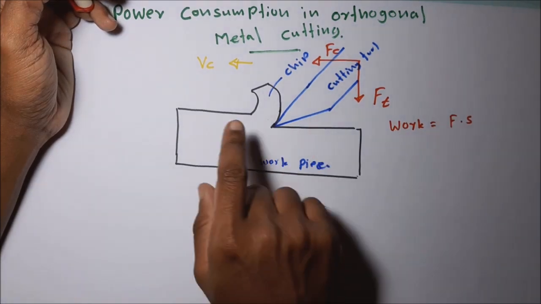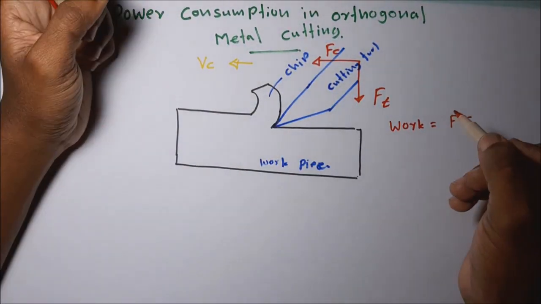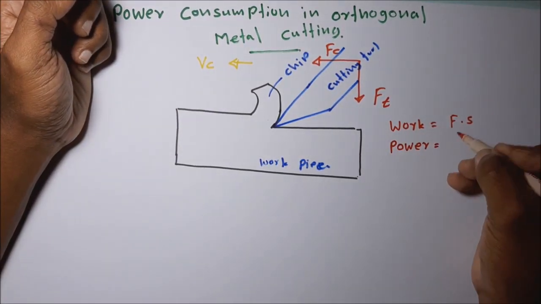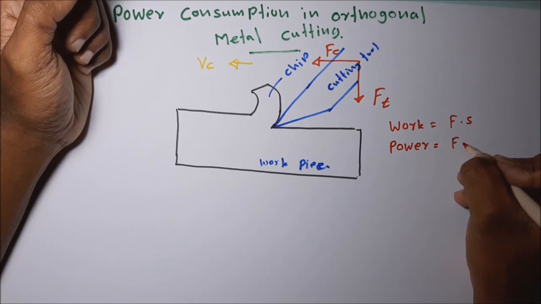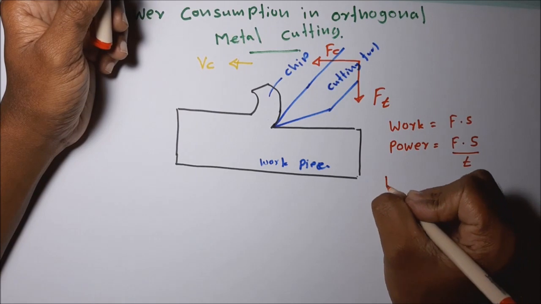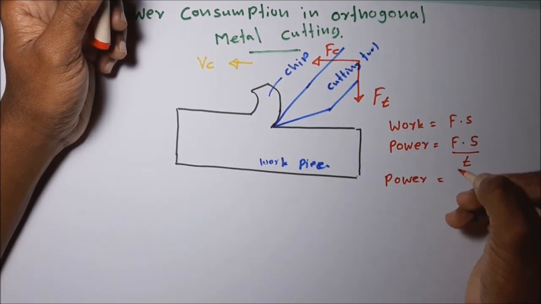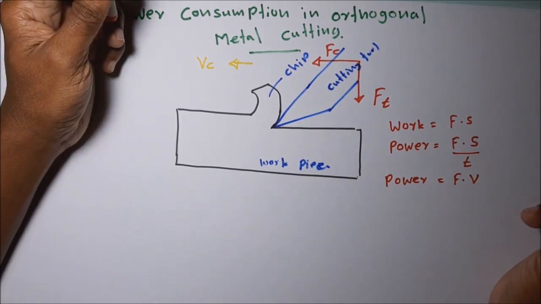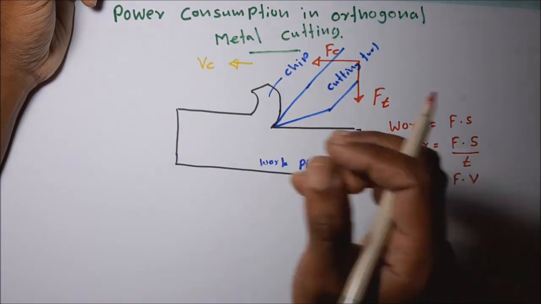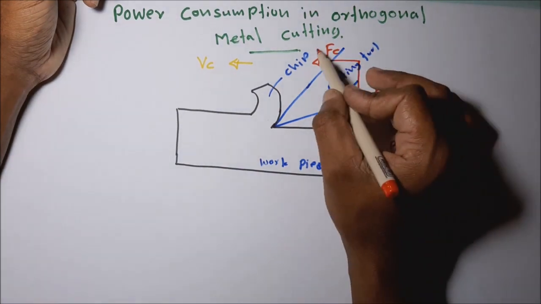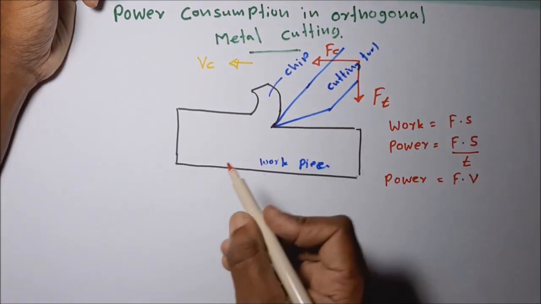In your A level also you are learning that power is equal to force into distance travelled divided by the time taken for that distance travel. Then the power is equal to F into velocity. In that way you can derive an expression for the power consumption. Only this component consumes the power. So what is the power consumption?